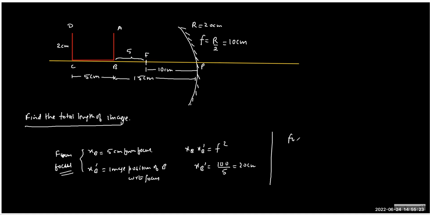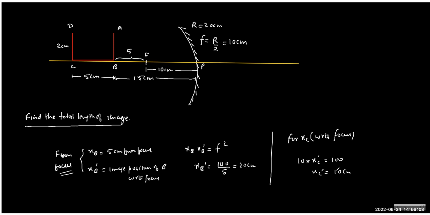Similarly for C, again use Newton's formula. How far from the focal point? 5 plus 5, 10. So this will become 10 centimeters. So the C will flip on the right side, right? So 10 from the... oh, sorry, this is at the center of curvature, no? So it is at C only. 10 from F means 20 only. So it will be there only. So C will not shift, isn't it?